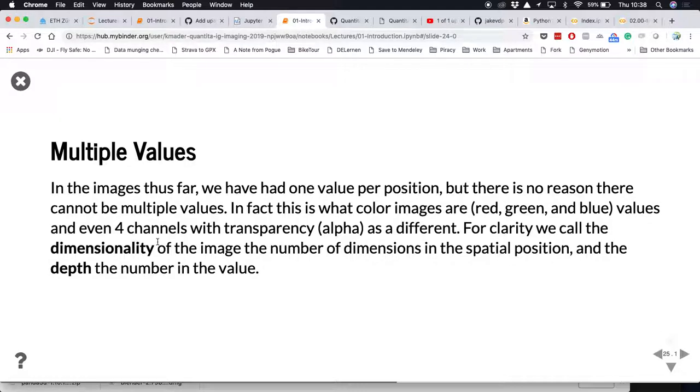And, for clarity, we call this the dimensionality, which is where the spatial position comes in. If you have a 3D image, you're talking about having 3 spatial dimensions. And the depth is the number of values. So you wouldn't call a color image with X and Y position a 3D image, even though you do have 3 coordinates there, because 3D refers just to the spatial, and the depth would then be 3 because you have red, green, and blue.